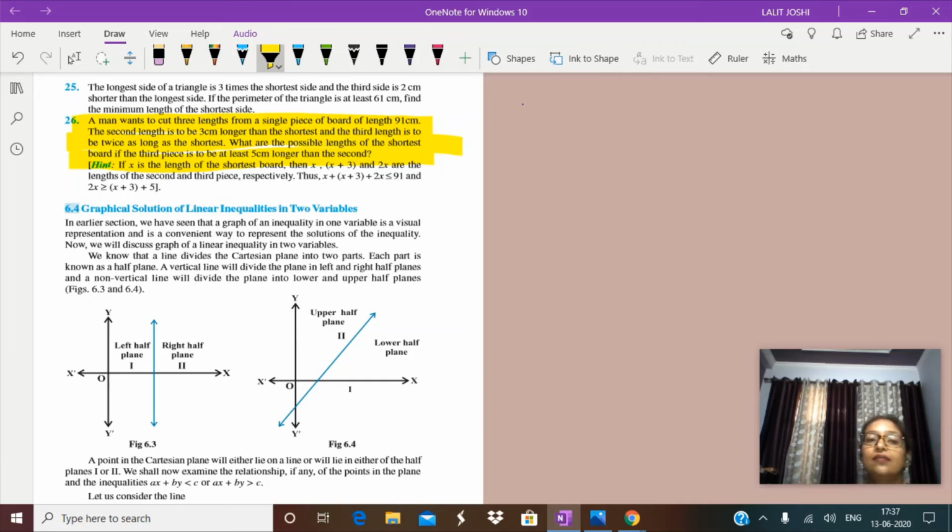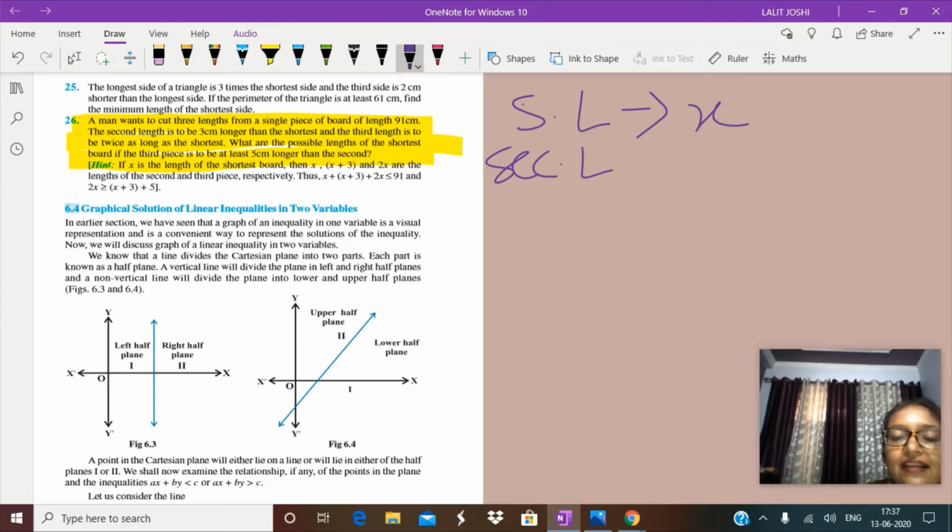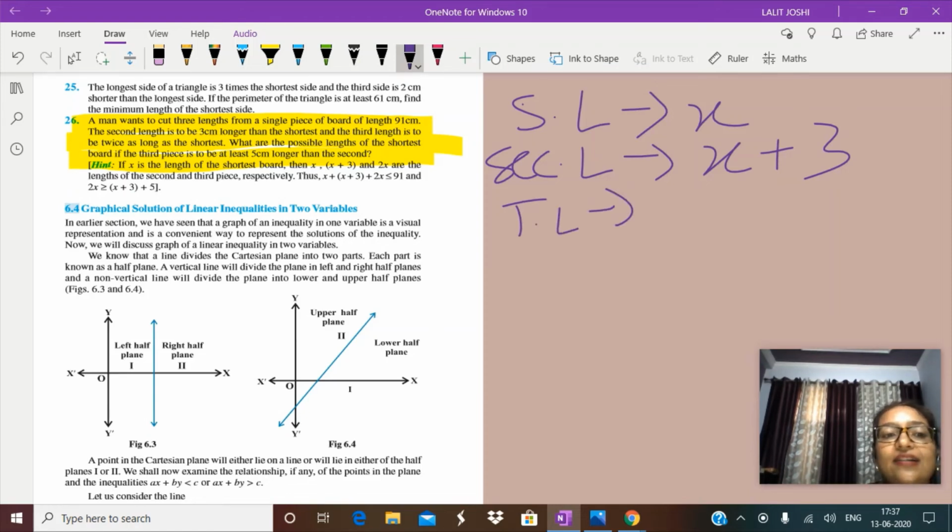If we read what we interpret, again here everything depends on the shortest length. So we will say let the shortest length be x. All right. So shortest length is x, the second length. So I'll write it as second length. So what is the second length? 3 centimeter longer than the shortest. So it is longer means I'll add. Then third length is what? Twice as long as the shortest.